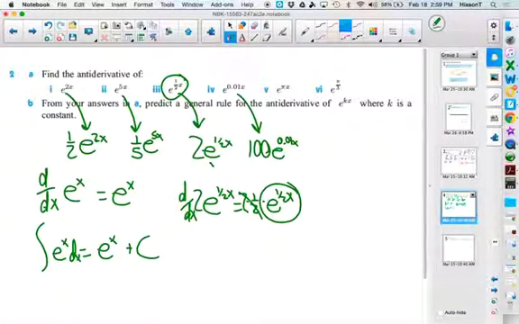Okay? So, what's this? E to the pi x. Over pi, e to the pi x. Sure. And how about e to the x over 3? 3e to the x over 3.